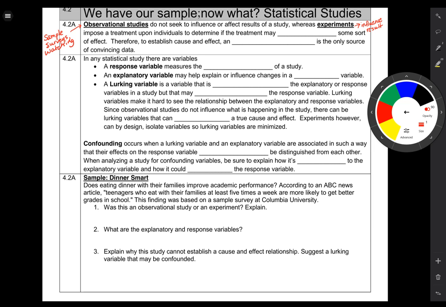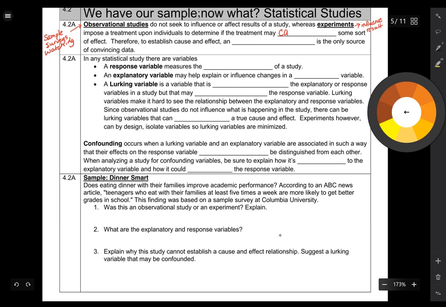Basically, the experiments impose a treatment, and we want to determine if the treatment may cause some sort of effect. Therefore, to establish cause and effect, the causation, an experiment is the only source of convincing data.